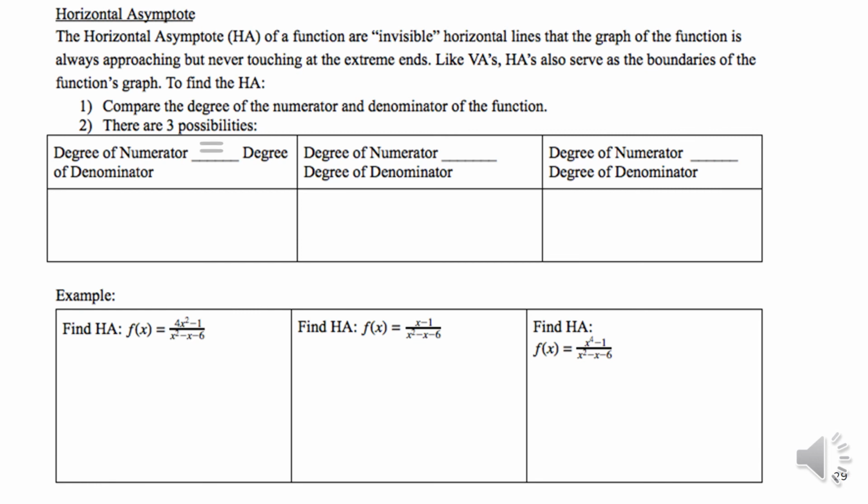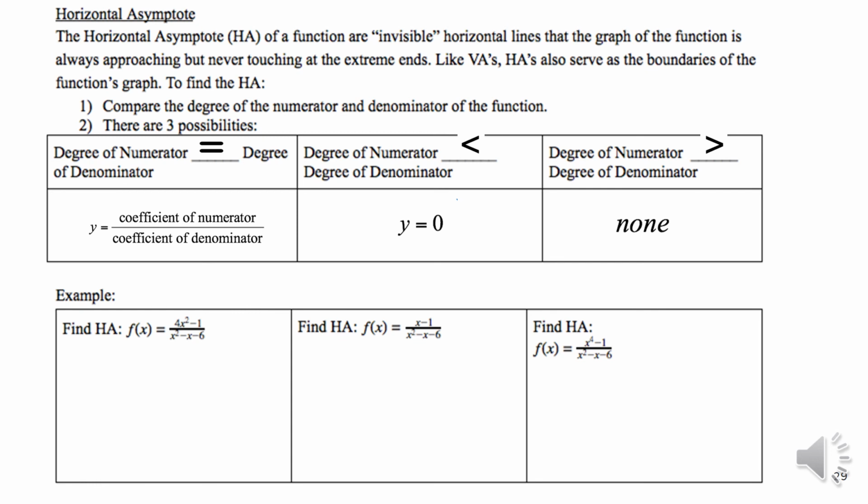There are 3 possibilities. If the degree in the numerator is equal to that in the denominator, then our horizontal asymptote is our coefficient of the numerator divided by our coefficient of the denominator. If the degree of the numerator is less than the degree of the denominator, then our horizontal asymptote is at y equals 0. And if the degree of the numerator is greater than the degree of the denominator, then we don't have a horizontal asymptote at all.